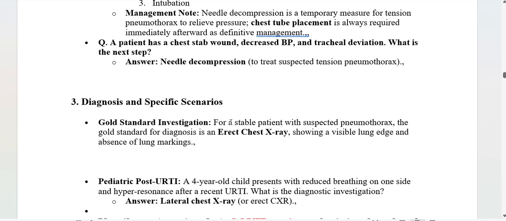Gold standard investigation for a stable patient with suspected pneumothorax. The gold standard for diagnosis is an erect chest X-ray showing a visible lung edge and absence of lung markings. Gold standard is actually the CT scan, but for the initial one we will do the chest X-ray. If there is a complication, or if the patient has asthma, COPD or cystic fibrosis, then we will do the CT scan.